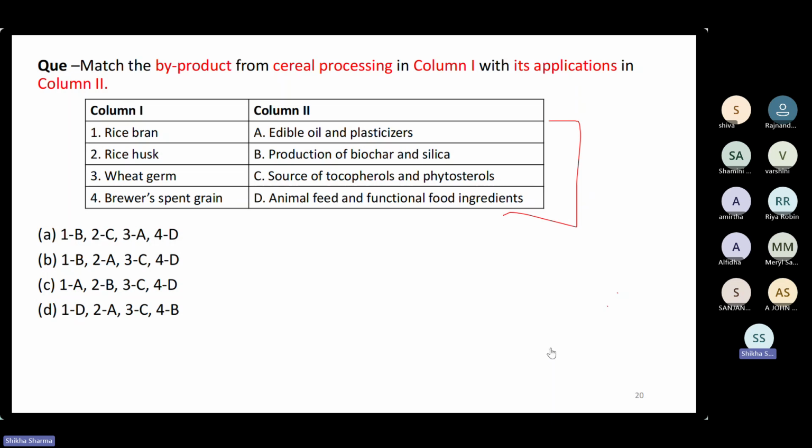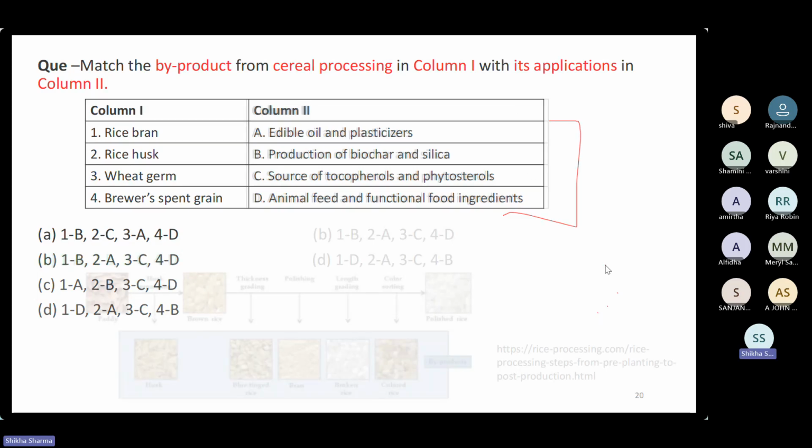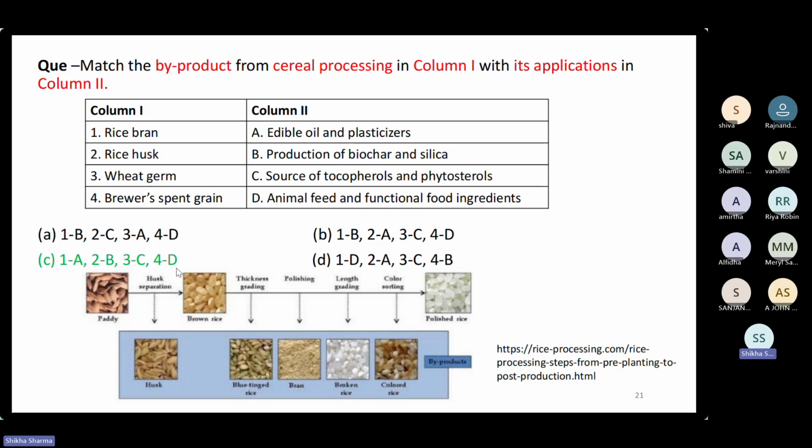Okay, let's discuss this solution. I think Shiva is saying C. Okay, only one answer. So C is the correct answer here.